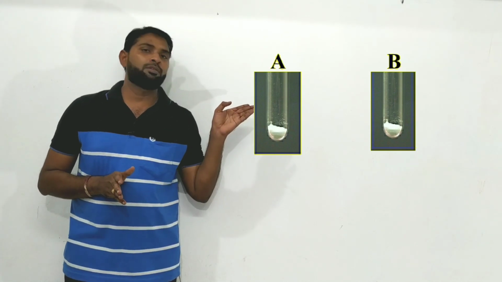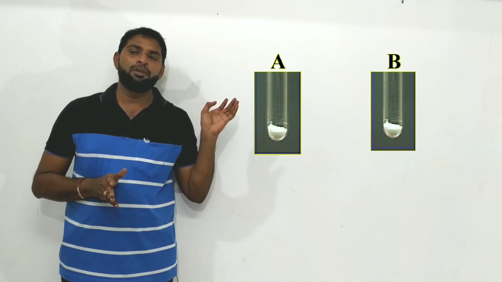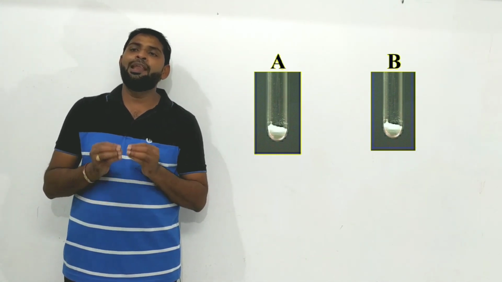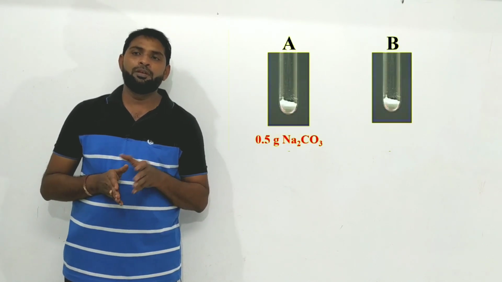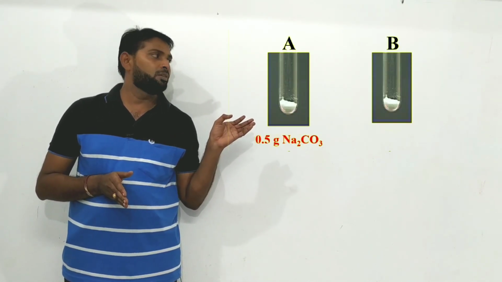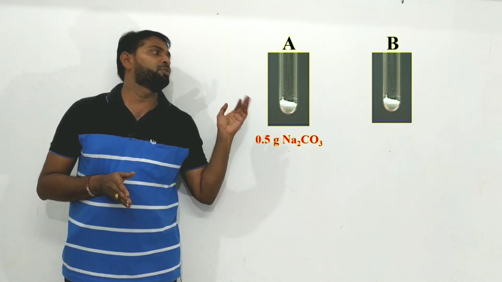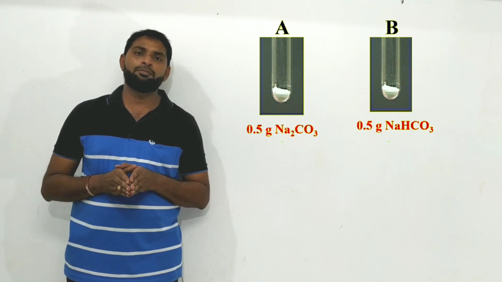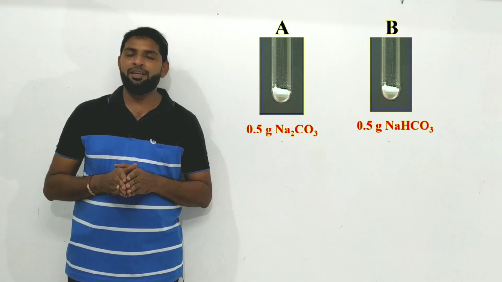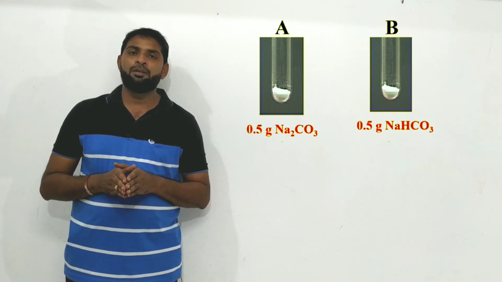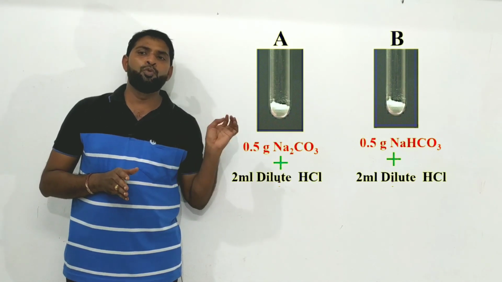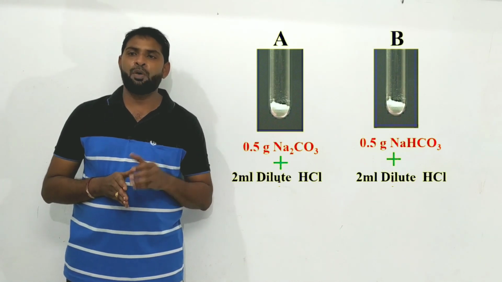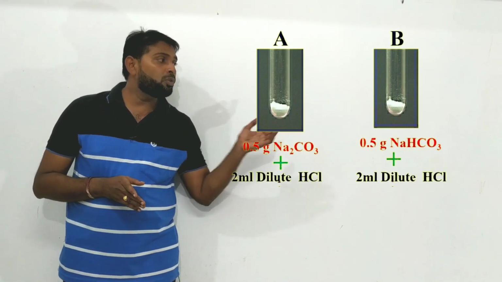Take two test tubes and label them as A and B. Take 0.5 grams of sodium carbonate in test tube A and 0.5 grams of sodium hydrogen carbonate in test tube B. Now add about 2 ml of dilute HCl to both of these test tubes.